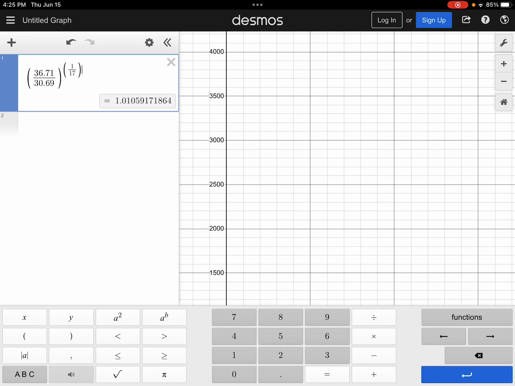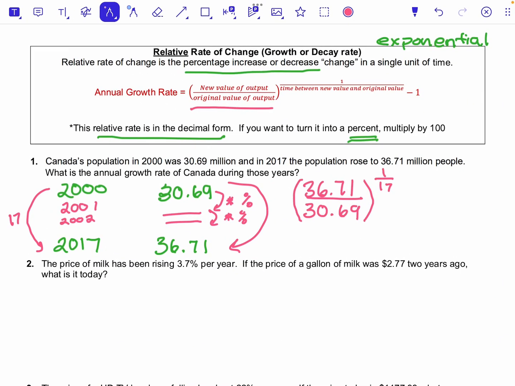I have a number. And so it came up with 1.01 something, something, something. So we have this equals 1.01059. Now, this is not the annual growth rate. This is actually 1 plus the growth rate. Because when you're thinking about percentages, and we did this with taxes in previous units, if an object is growing, we keep 100% of what's there, and add in the annual growth percent.